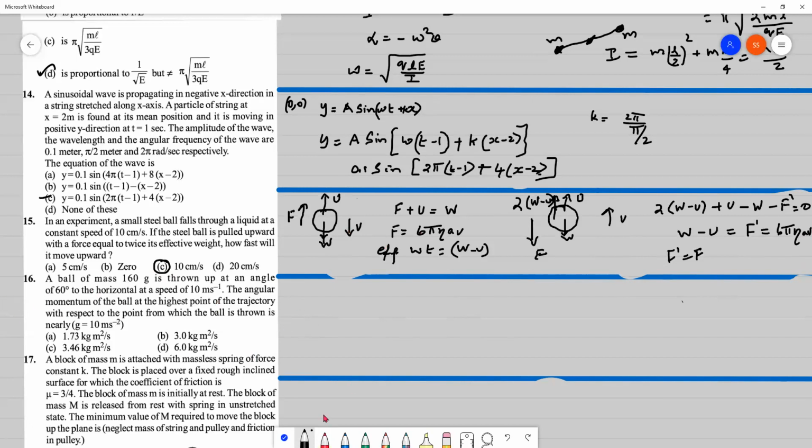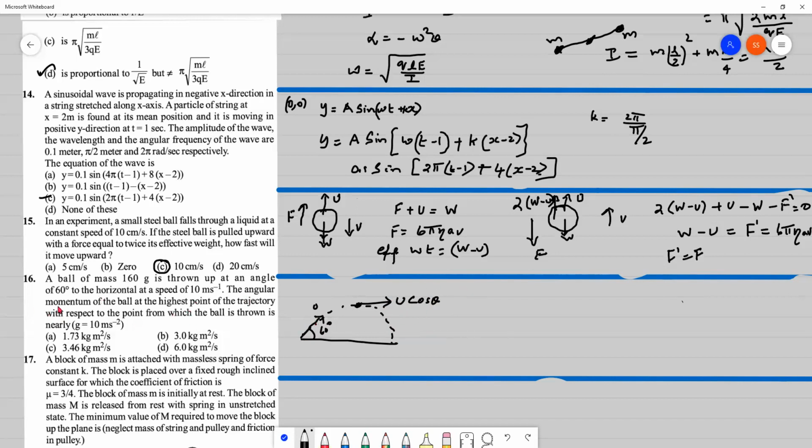So next question, 16th question. A ball of mass 160 gram is thrown up with an angle of 60 degree to the horizontal at a speed of 10 meter per second. If you are going to throw a ball with an angle of 60 degree, say with a speed u, at the highest point, it goes and falls down like this. At the highest point, its velocity is going to be u cos theta. The vertical velocity will become 0 at the highest point. The only velocity is u cos theta. And the momentum will be m into u cos theta.